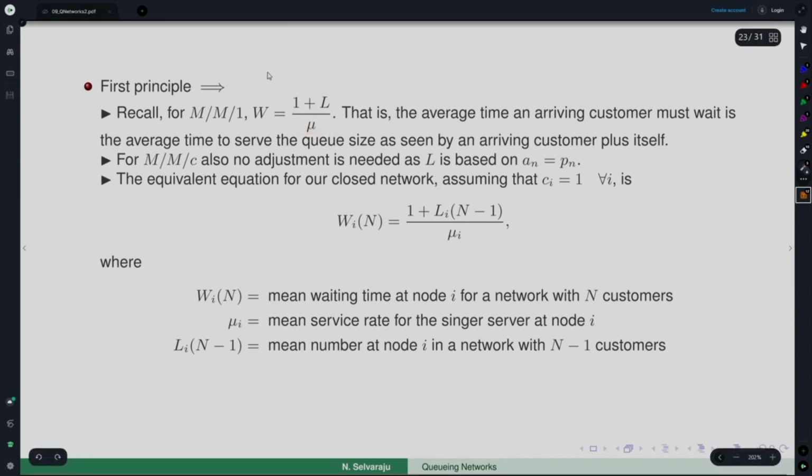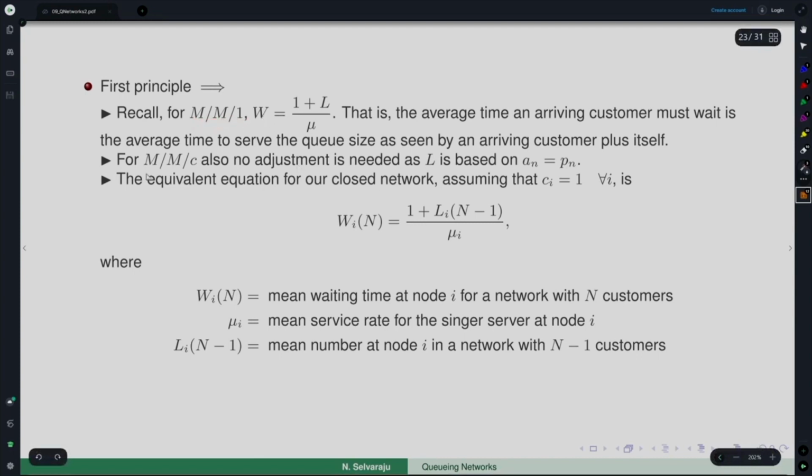This is the expression, but you know the expressions for L and W in this particular case very easily. L is rho by 1 minus rho, and W is 1 over mu times 1 minus rho. You can see that this satisfies the relationship. One can also argue what the meaning of that relationship is: you can think of it as 1 by mu plus L times 1 by mu. And here, because in M/M/1 a_n equals p_n, the arriving customer and the arbitrary time are one and the same. But here there is a difference, so you need to keep that in mind.